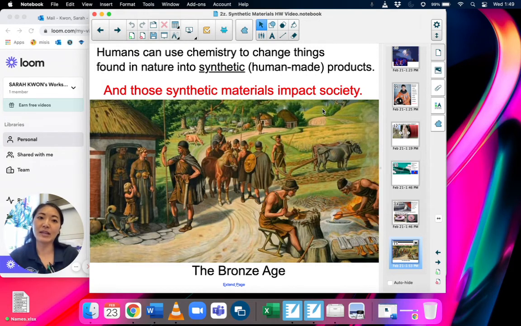Think about the airplane metal itself. We can now fly from here to Mexico in 4 hours. I could fly from here to San Francisco in less than 1 hour. That's amazing. If we didn't have that, then it would take me 6 hours driving. So these synthetic materials that are made by humans really do impact society, and they're created using chemistry, which is what we're going to learn about next week.